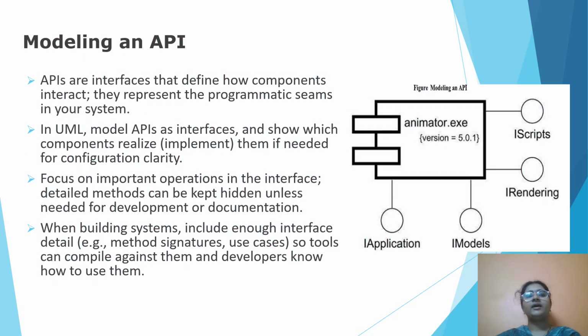Modeling an API. API stands for Application Programming Interface. It defines how components communicate. In UML, APIs are modeled as interfaces showing which component realizes them. Example interfaces might include application, model, rendering, and script. These interfaces define the operations that can be used by another component.